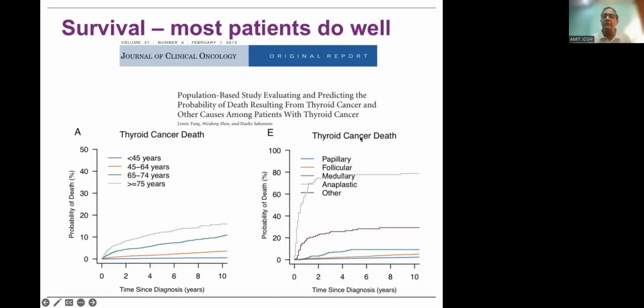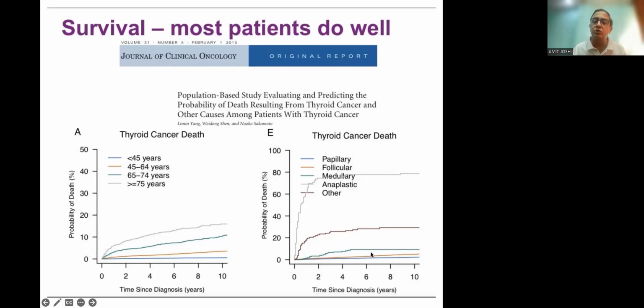And this is another important graph showing the type of thyroid cancer. If you see the deaths in thyroid cancer patients, this upper curve is for anaplastic thyroid cancer. That means if a patient is diagnosed with anaplastic thyroid cancer, the probability of dying from it is in the range of 80%. In contrast, for a patient diagnosed with papillary thyroid cancer, this last curve, the probability of dying from the thyroid cancer is very low.